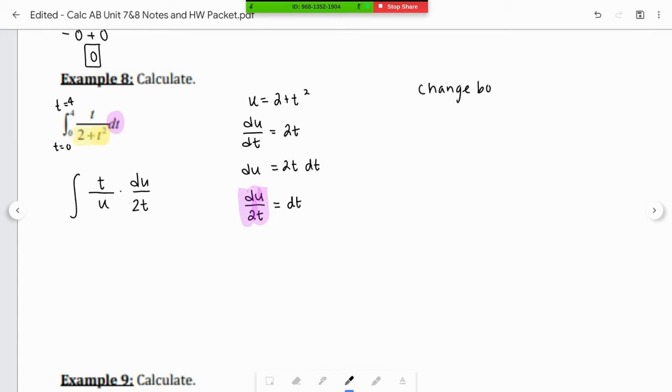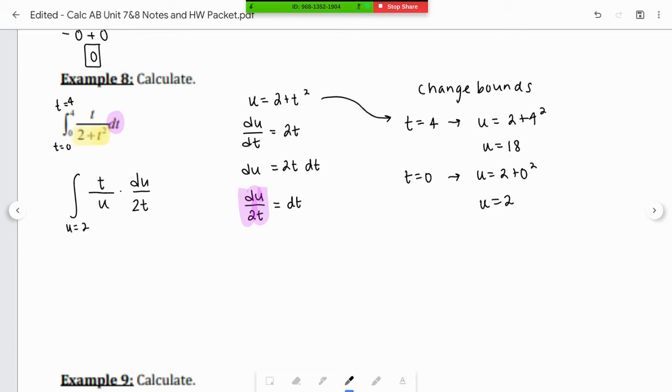You're going to use the u equation that you have here. So we know u is equal to 2 plus t squared. My two different bounds are 4 and 0. So if t is equal to 4, that means u is equal to 2 plus 4 squared. So u would be equal to, that'd be 18. And if t is 0, then that should give us u is equal to 2. So our new bounds are going to go from u is equal to 2 to u is equal to 18.